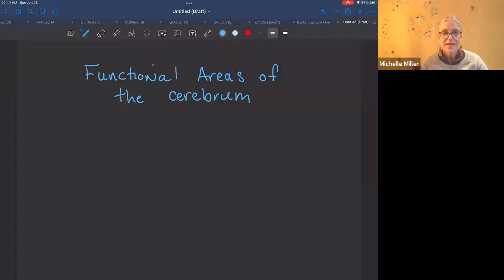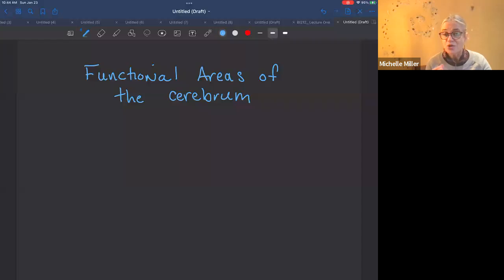I mentioned that the cerebrum was the largest part of our brain, and it also contains the cerebral cortex, which is the only part of your brain which is conscious. You'll remember that the cerebral cortex is the outermost part of the cerebrum with ridges and grooves, and it is composed of gray matter, which are the nerve cell bodies. So let's look at what is called the functional areas of the cerebrum.